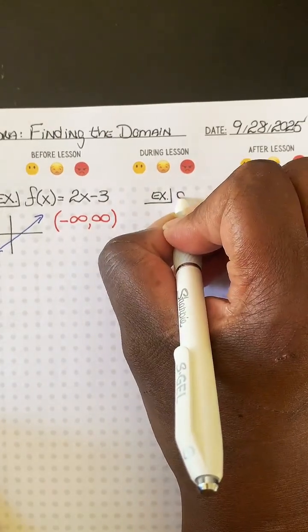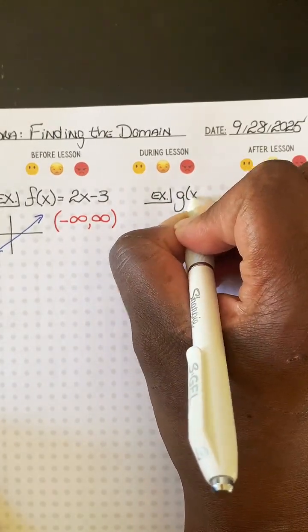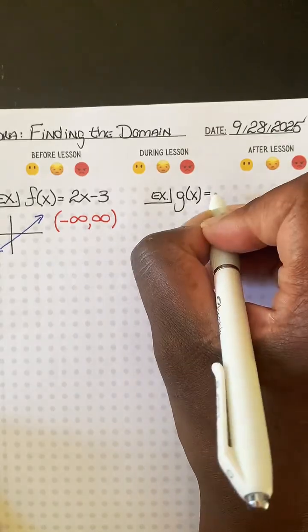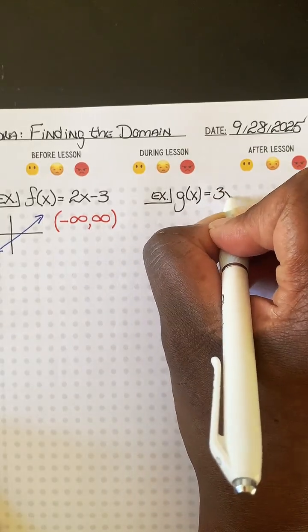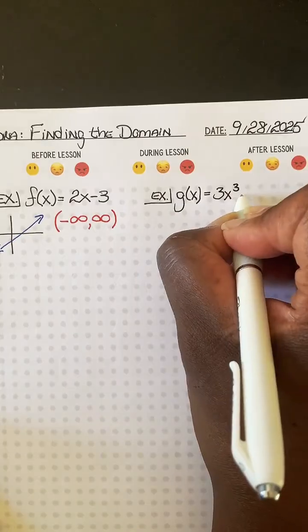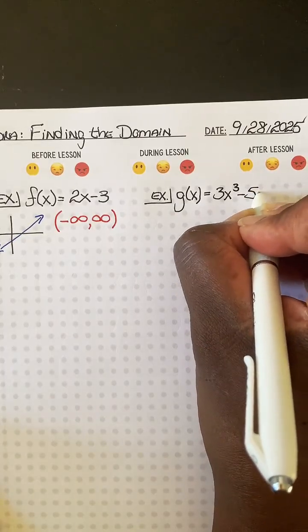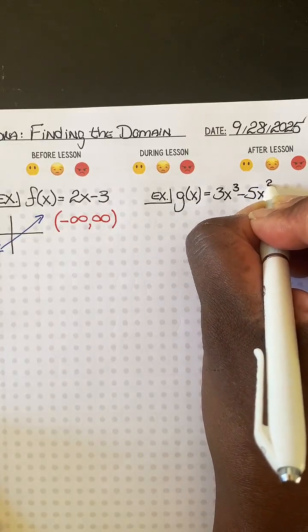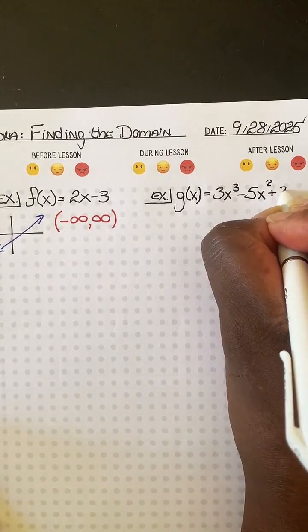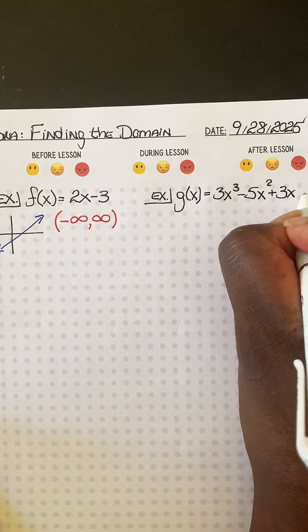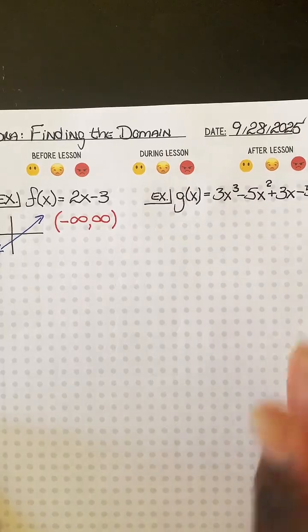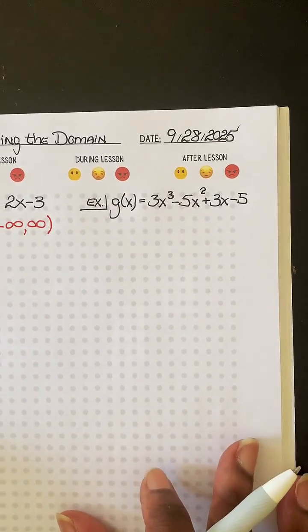So let's say g of x equals 3x cubed, I'm going to move this over in a second, 5x squared plus 3x minus 5. Okay.